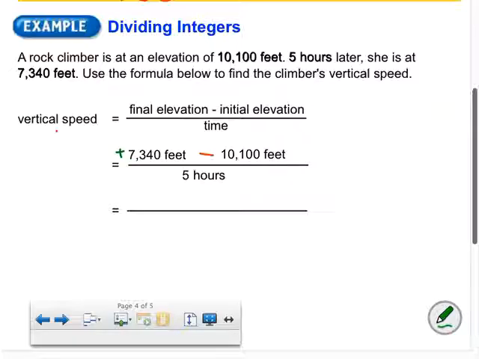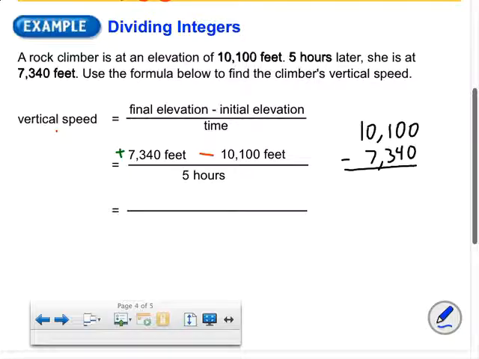Okay, so they're different signs, right? These two numbers are different signs. So what do I do with the numbers? When they're different signs, what do I do with the numbers? I'm going to take the difference. When the signs are different, I take the difference. So let's go ahead and do that. So I have 10,100 feet, and I'm going to subtract 7,340 feet.